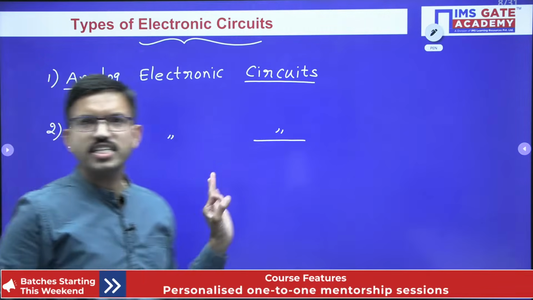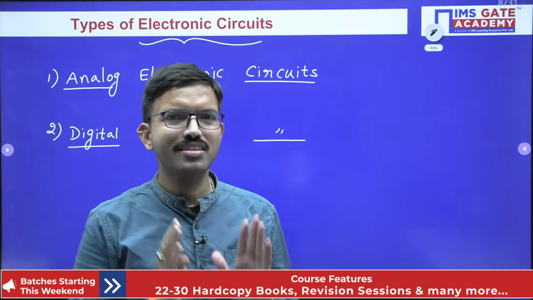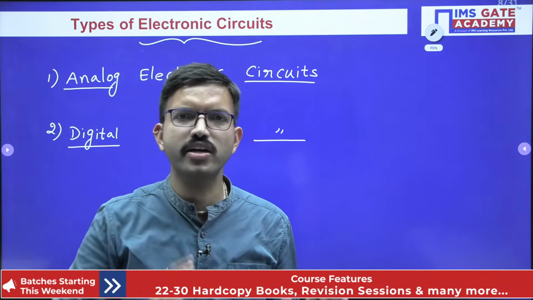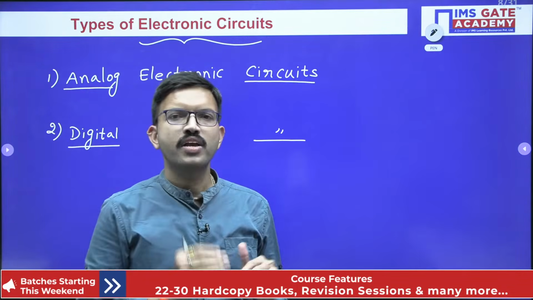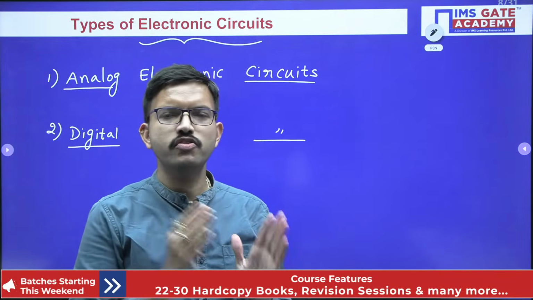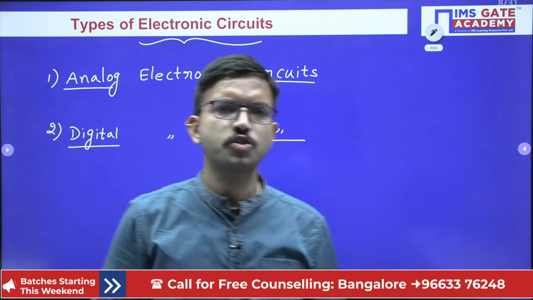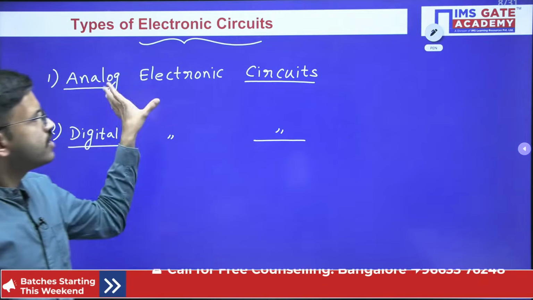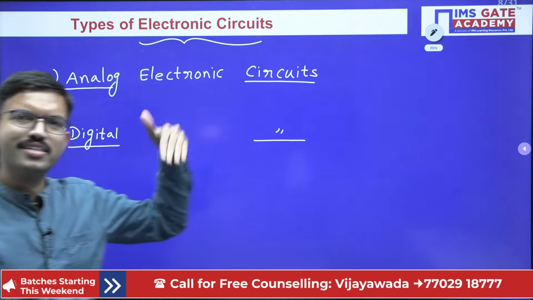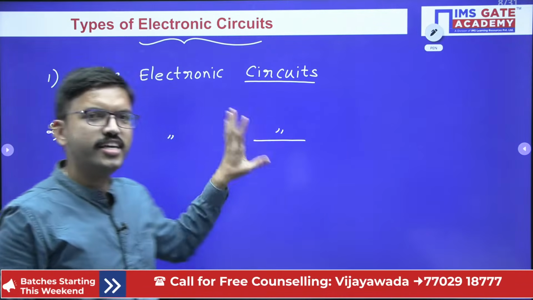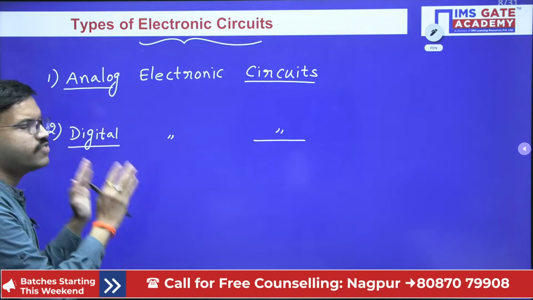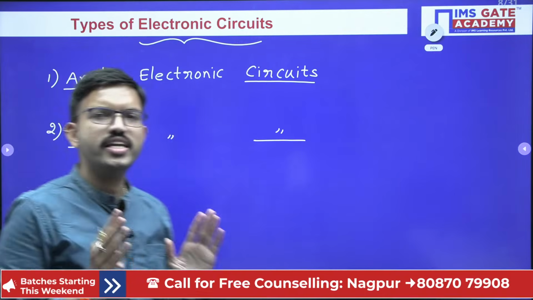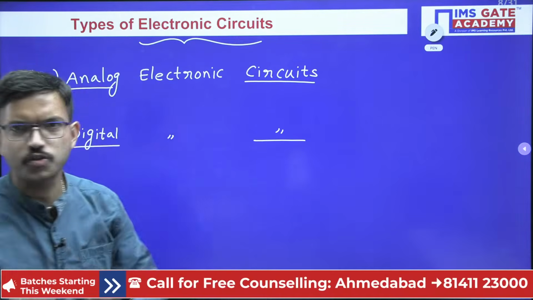For the time being I have broadly classified the signals into two types only: one is analog, another one is digital. But in order to convert analog into digital, you perform various other operations also, like sampling, quantizing, etc. The four types of signals you will learn in the signals and systems subject, but in this particular subject, just for understanding purposes, I have broadly classified the signals into two types. Okay, right.